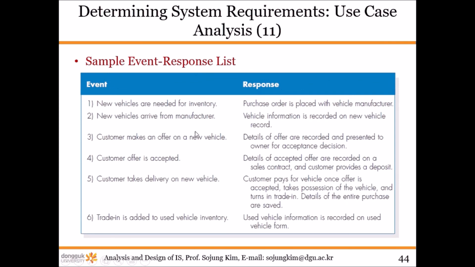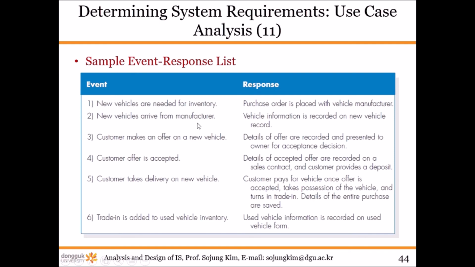All right, so here's a sample event response list. Let's say we have 6 events over here, and their responses are here. New vehicles are needed for inventory. So it seems like we have inventory of vehicles. A purchase order is placed with the vehicle manufacturer. Yeah, definitely we need the vehicle. So a purchase order is placed, right? In other words, with the vehicle manufacturer, to buy a car, right?